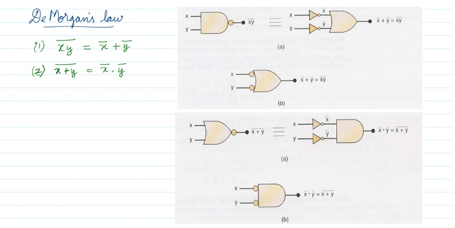Again, the NOT gate is represented by a simple bubble here. This inverting operation is implemented by this bubble. This is De Morgan's first law.